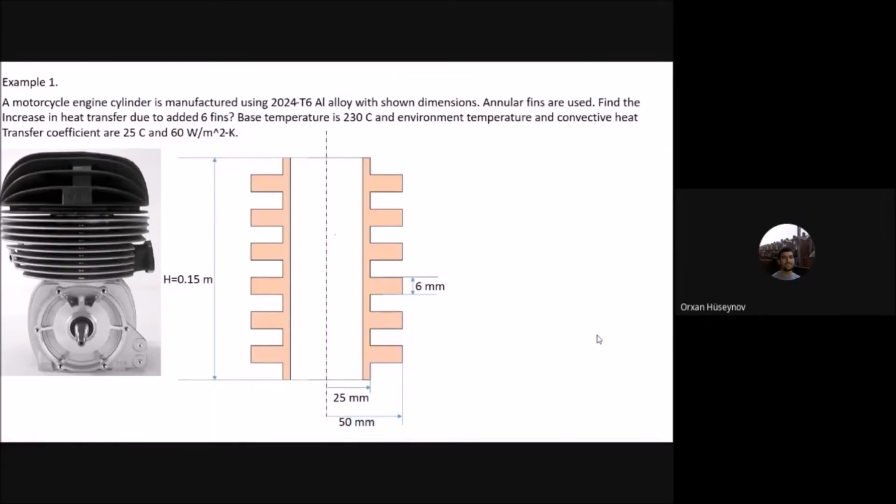So hello everyone, this is the second example for the fins. This is again uniform, we are dealing with uniform fins, but you can also deal with the non-uniform fins. So this is an engine cylinder made of aluminum alloy 2046, and these are the dimensions that are shown: 6 millimeters, which is the thickness of the fin, and the height of the cylinder is 150 millimeters, and we have the annular fins.